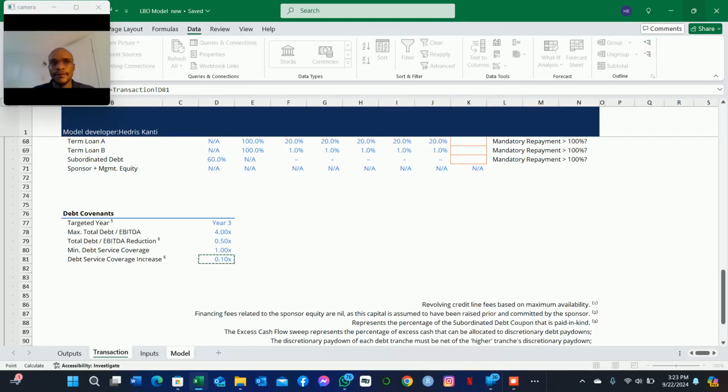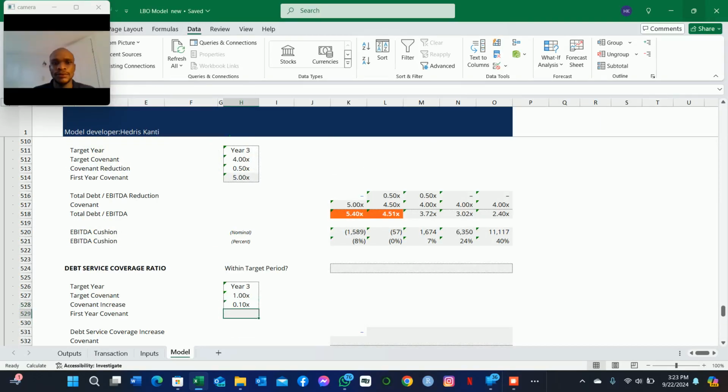For the covenant increase, it's going to be 0.1 times. So we reference it there. For the debt service coverage ratio, we have to account for the first year of covenant. Before we do that, we will have to account for the years going forward where we fall within the covenant.